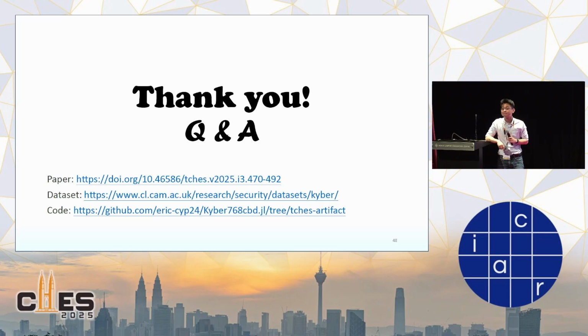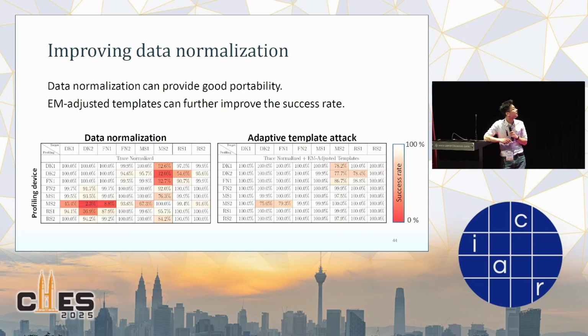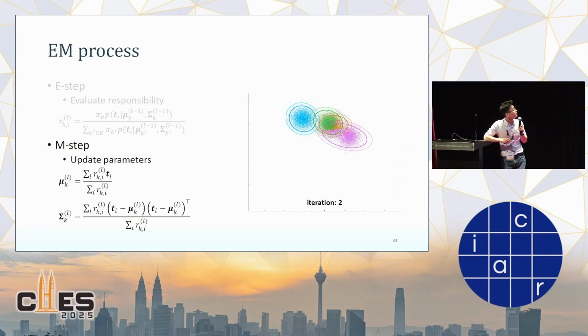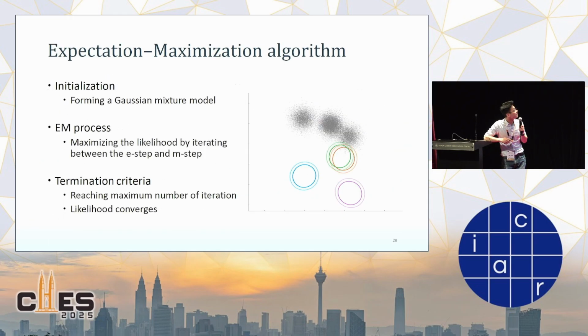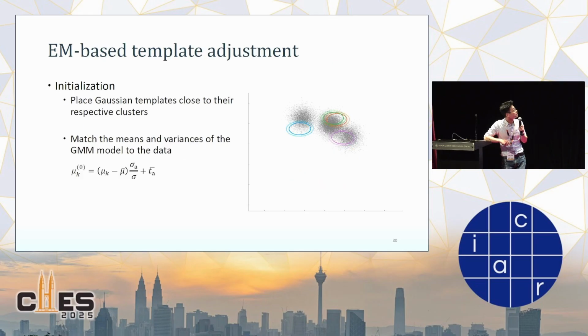Hi. Thanks for the talk. It's very practical, very interesting. One thing that I couldn't exactly get was when you were introducing the EM adjustment. It sounded like you were manually adjusting the templates. Is that the case? The only manual part is we try to match the means and variance of our GMM model to our input data set.